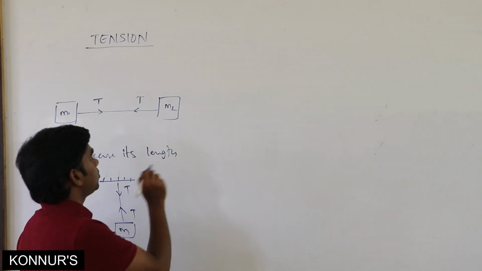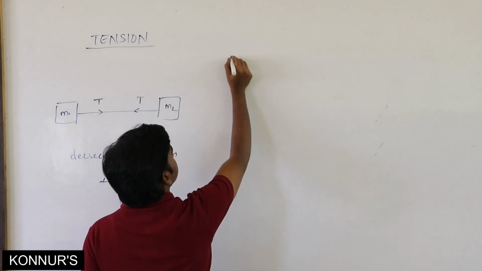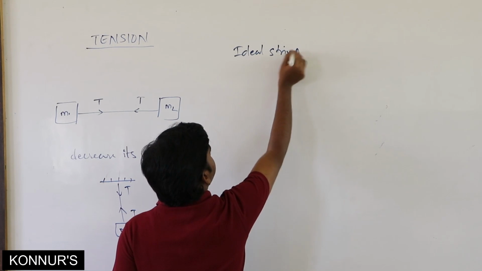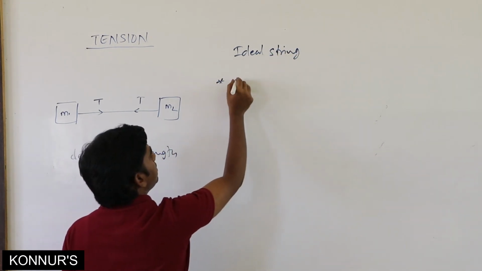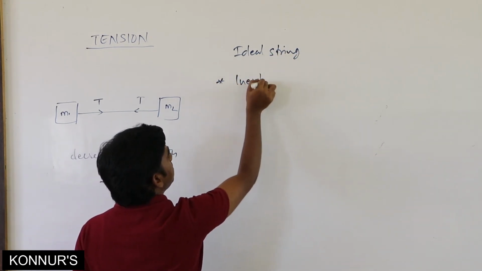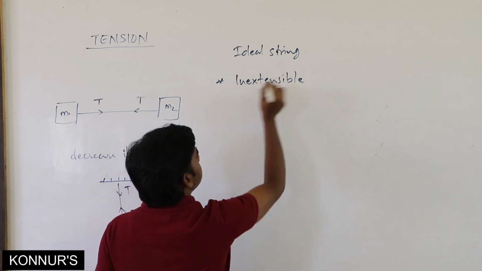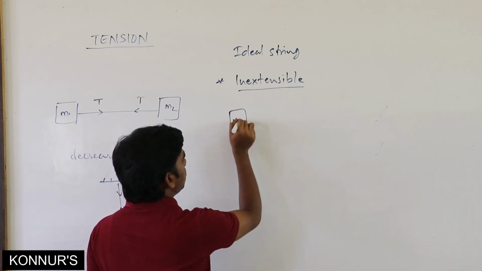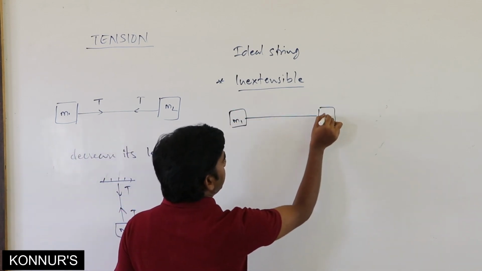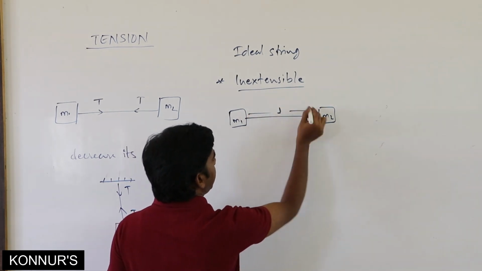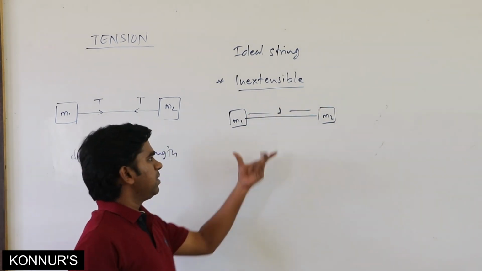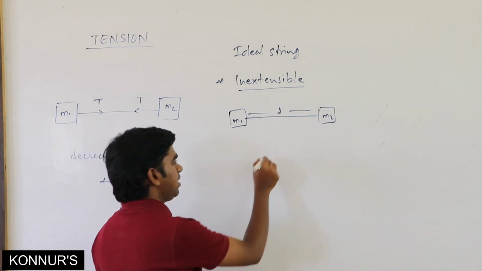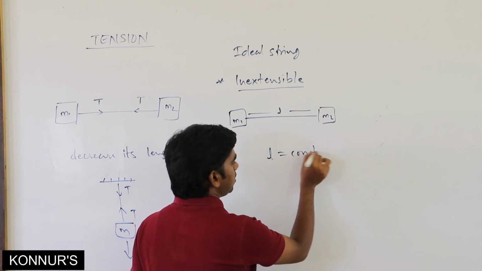So to solve problems on tension, we have to consider an ideal string. An ideal string has a property that it should be inextensible. What does inextensible mean? Suppose you are connecting two bodies M1 and M2 and the length of the string is L. Inextensible means whatever force acts on M1 and M2, the length of the string does not change. That means the length of the string is constant.